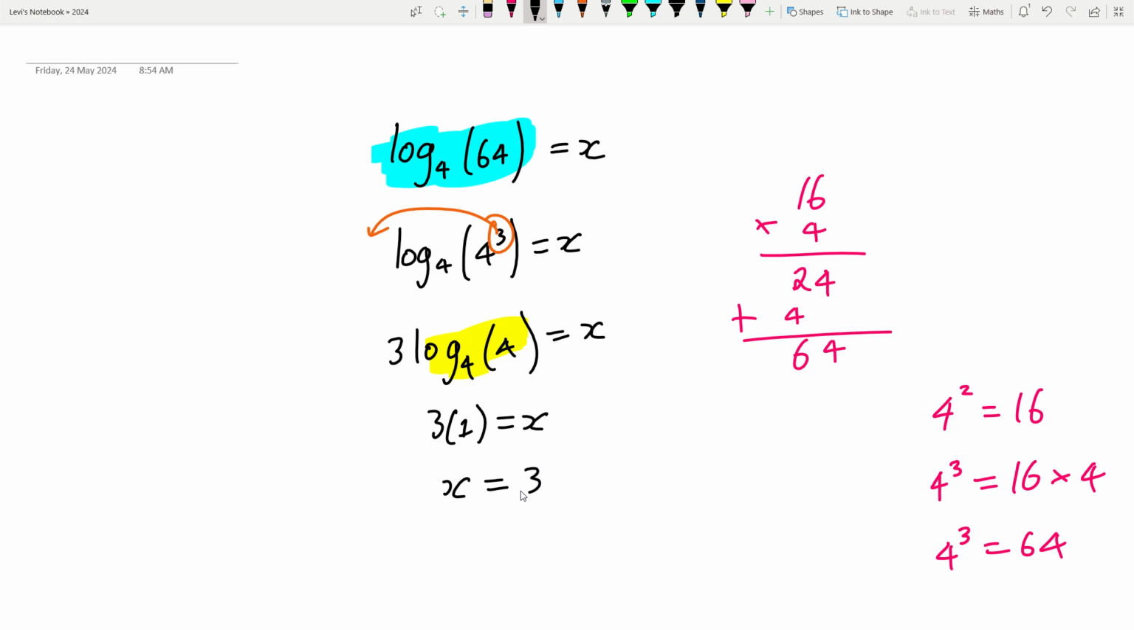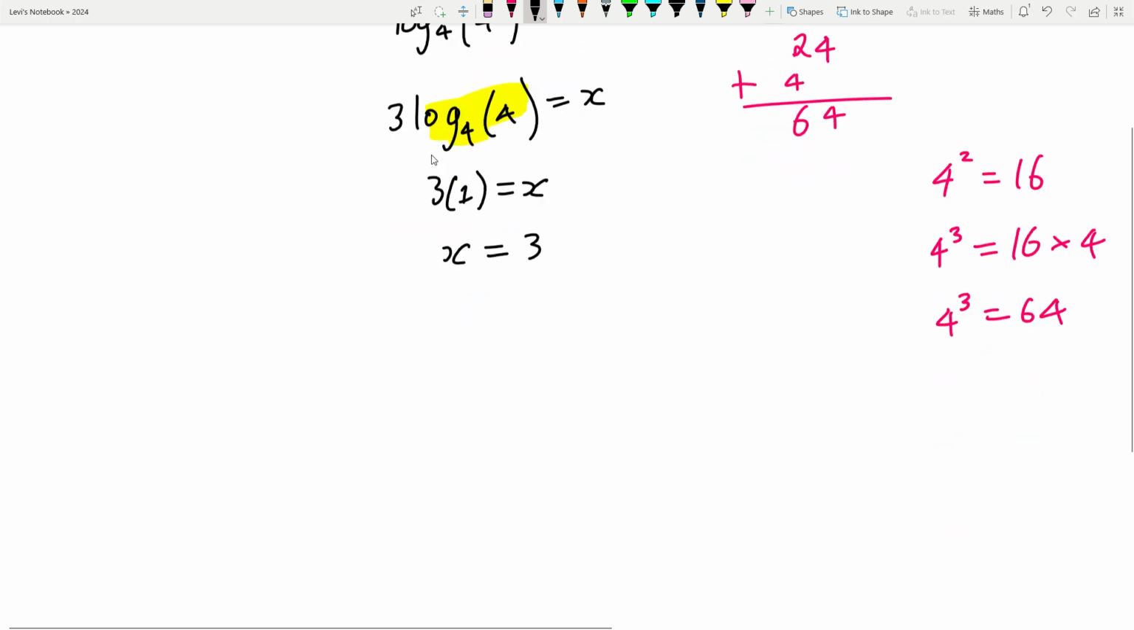And that's it solved. If you have any questions about this one here, leave something in the comments and I'll try my best to answer it. But let's take a look at the next one.